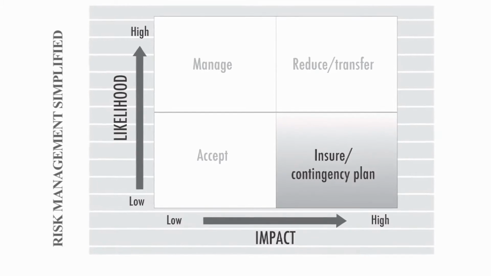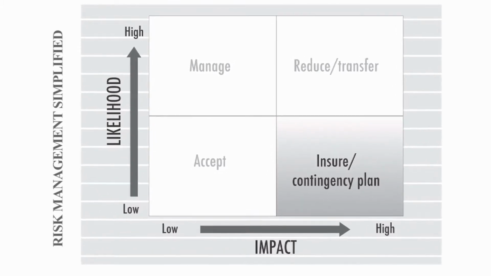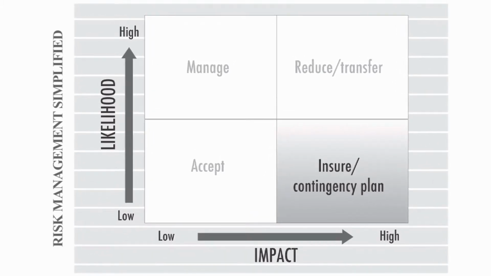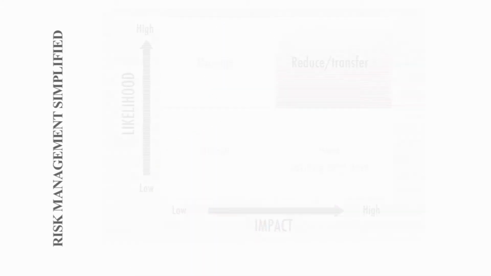If the likelihood is low but the impact is high, in addition to insurance, contingency plans may well be appropriate. Often referred to as business continuity or in some cases disaster recovery plans, the purpose of contingency plans is to ensure that our business critical functions or processes can continue to an acceptable, perhaps emergency level in the event of some sort of catastrophic disruption.